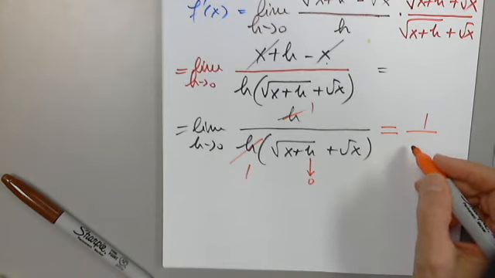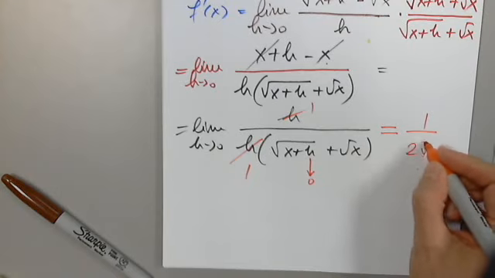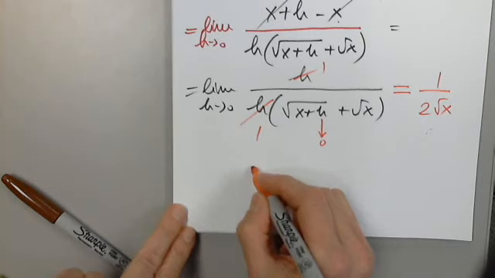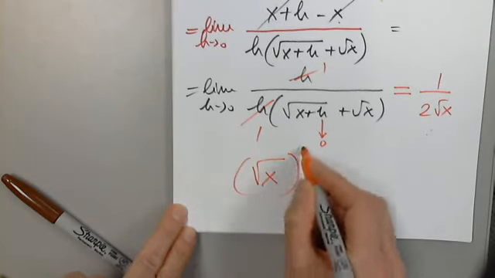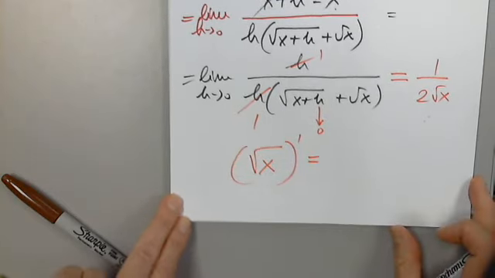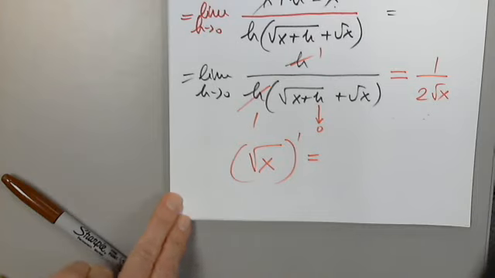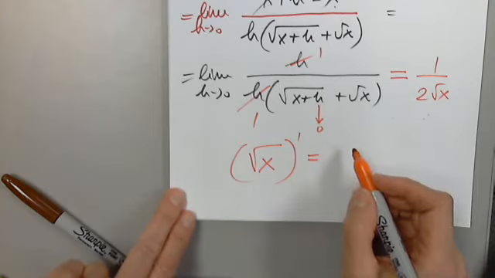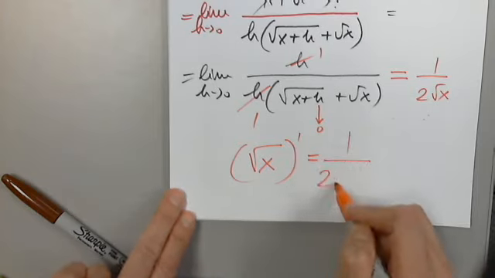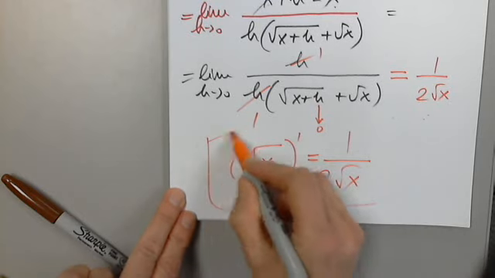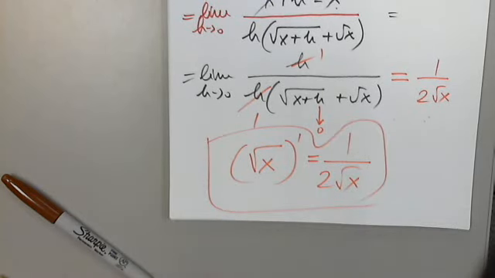Which is an apple plus an apple, which is 2 apples. So please remember, the square root of x prime, from now on moving forward, we're not going to go back to this, is what? The derivative of the square root of x is 1 over 2 the square root of x.